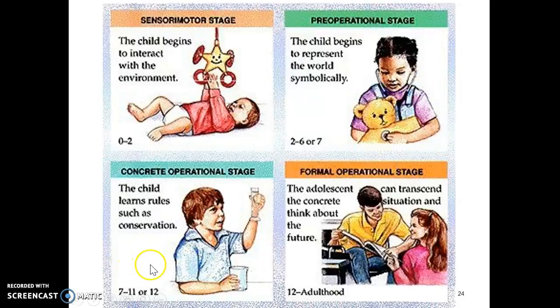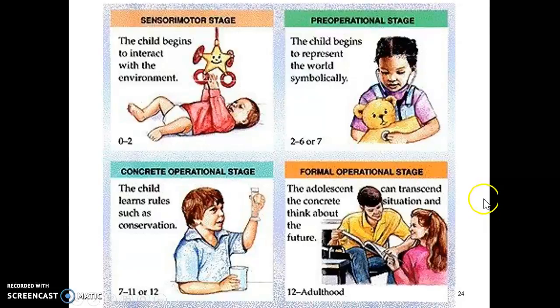Then our school age kids, 7 to 11 or 12, the concrete operational stage. They're really learning rules at this stage and how those apply. This kid is learning that the tall, thin glass and the short, fat glass may look very different, but the volume of water doesn't change just because the shape changes. That's called conservation, and that's a really important concept to learn. You can't do any higher math until you have figured that out.